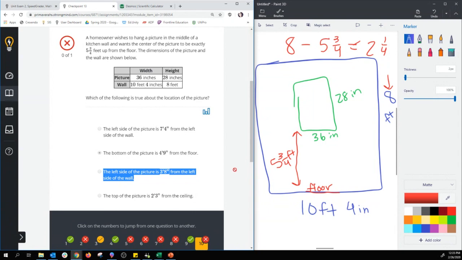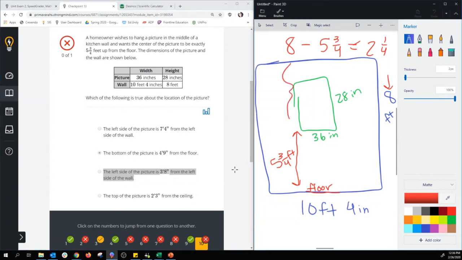The reason why this is the correct answer is that you have to go through each one of these options, looking at the top, bottom, left, and right sides. If this is 5 3/4 feet above the ground, then you have 2 1/4 feet above the picture. But what we're looking at is the left side, which is over here.